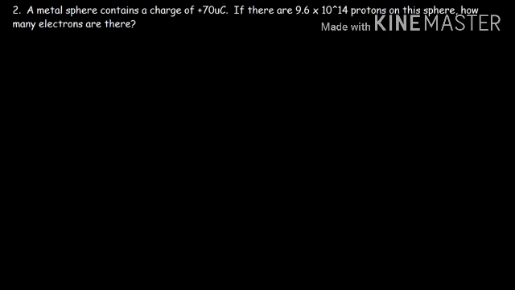Number 2, a metal sphere contains a charge of 70 microcoulombs. If there are 9.6 times 10 to the 14 protons on this sphere, how many electrons are there? Well, let's convert microcoulombs into the number of protons. Since the charge is positive, this means that there's more protons than electrons.